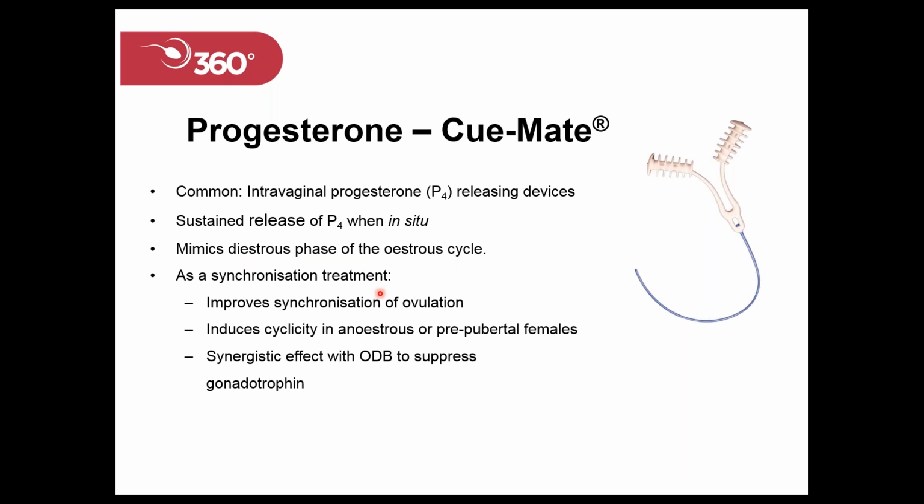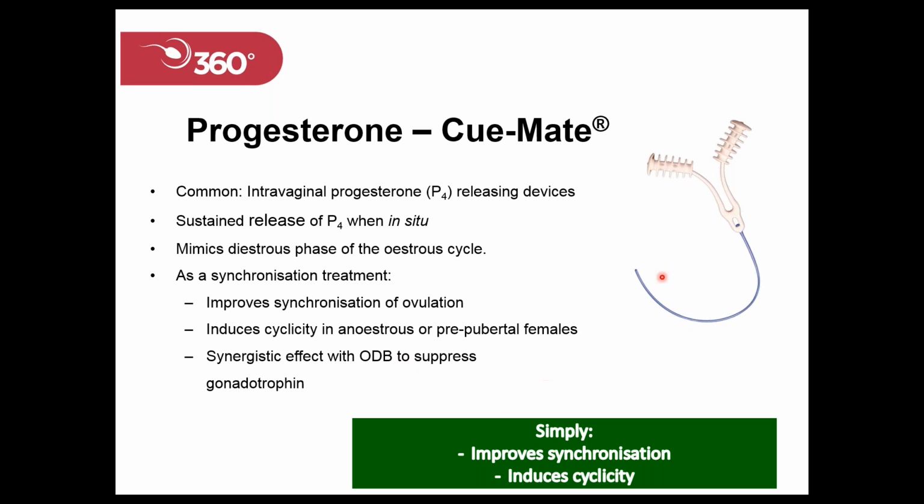As a synchronization treatment, we know that the use of a Q-mate will improve synchronization of ovulation. It can induce cyclicity in anestrus or prepubertal females. And as mentioned before, it has a synergistic effect with estradiol benzoate to suppress gonadotrophins. But simply to remember that Q-mate devices improve synchronization of ovulation and can be used to induce cyclicity.